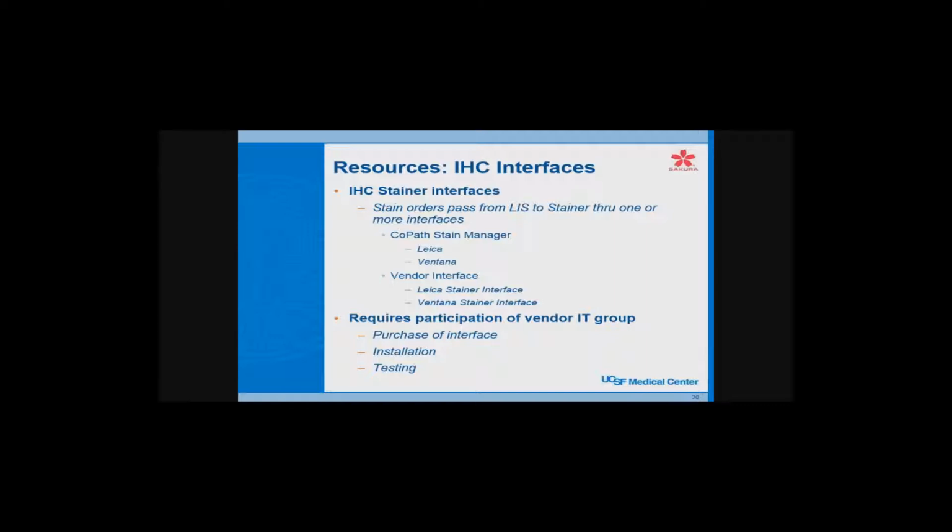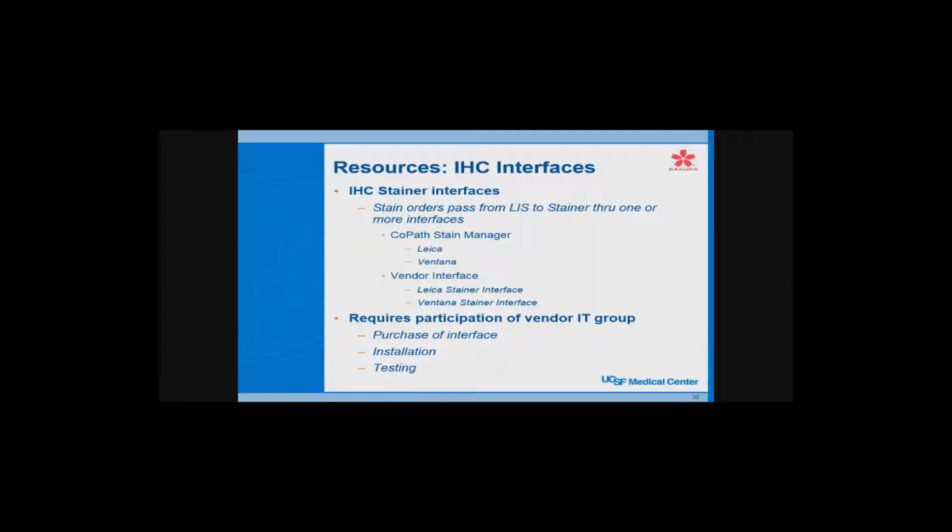And so now we've got stains going two different ways. The system, stain dictionaries, order dictionary, everything has to be set up to make sure that those things feed the right stainer. Every stain is set up to run on one type of stainer. So this requires a lot of coordination between CoPath, the vendors, and our own IT group.